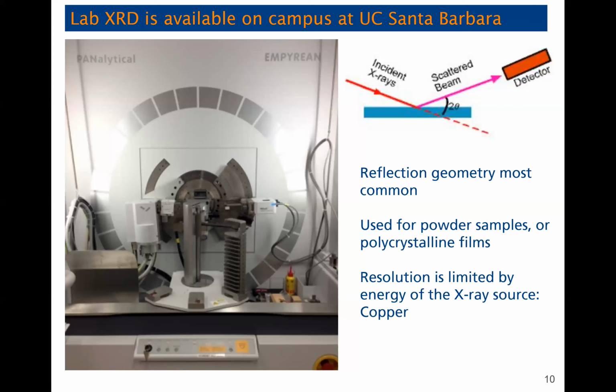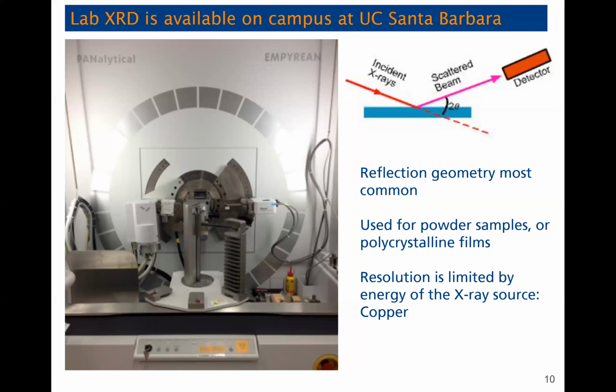The resolution, so the quality of the data that we can get from lab XRD, is limited by the energy of the X-ray source. For this diffractometer, it's a copper X-ray source. It has a wavelength of about 1.54 angstroms. It's important that it's angstroms because your beam wavelength has got to be smaller than the distance between most of the atoms in your plane, between the plane spacing.